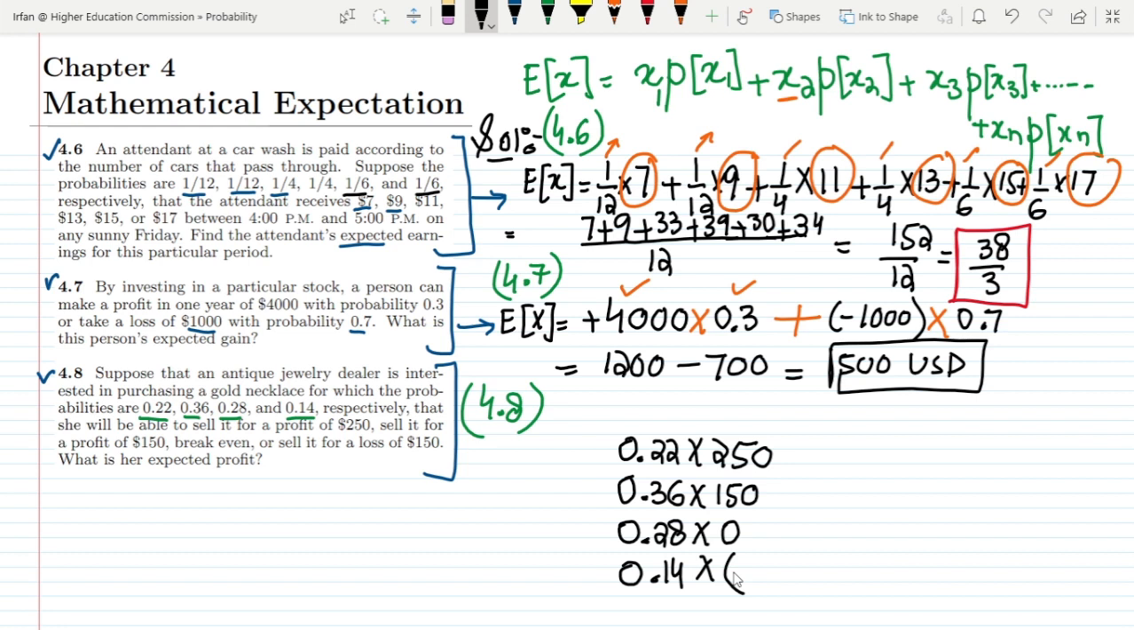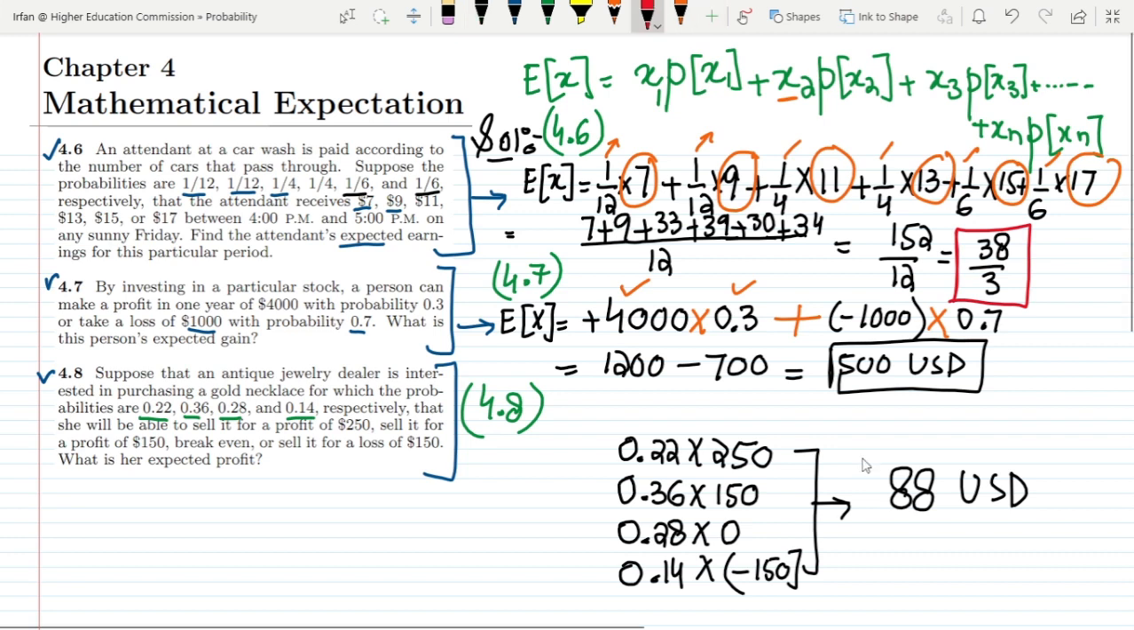And at the end what do I have to do? I have to add these values together for the expected value. Adding them all together, what will you get? You will get 88 USD, which is basically the solution of this question.